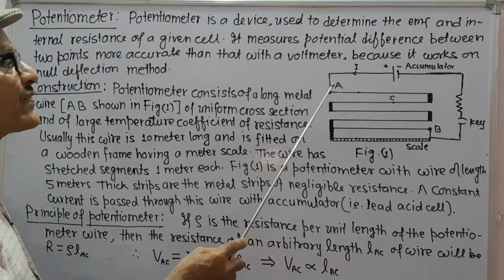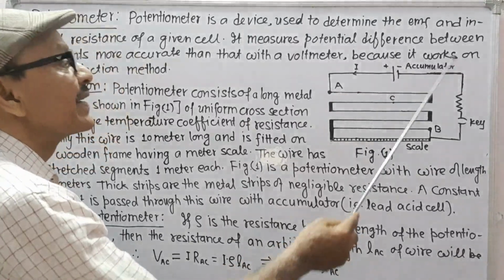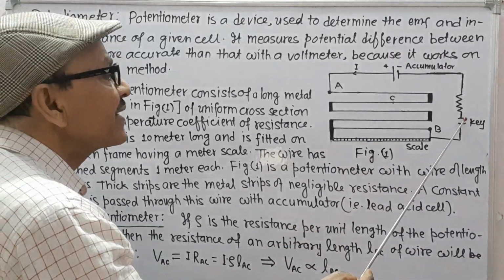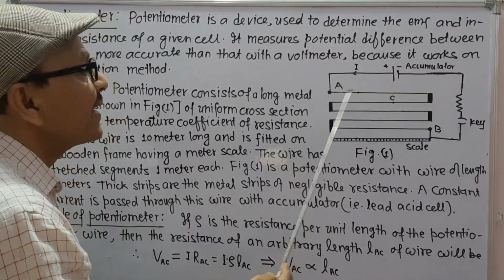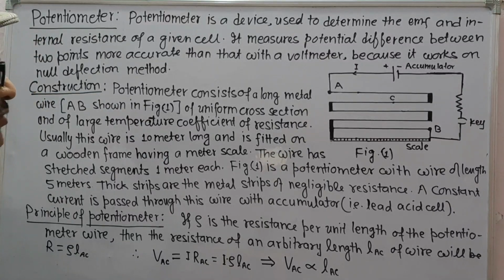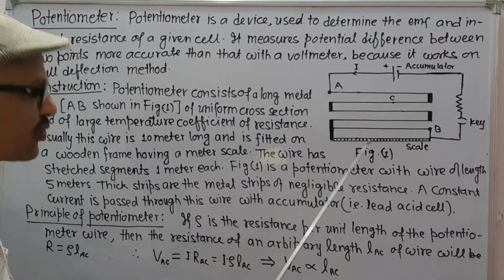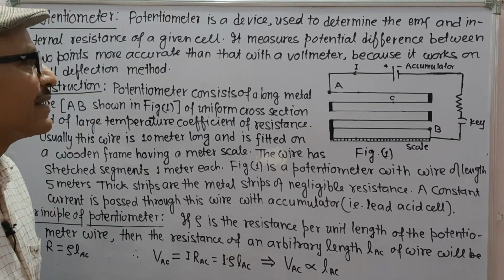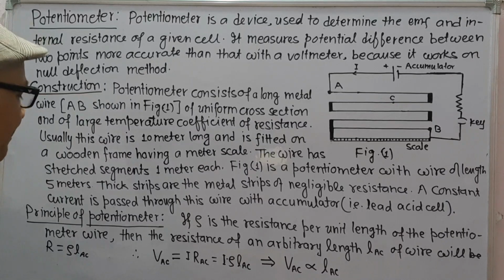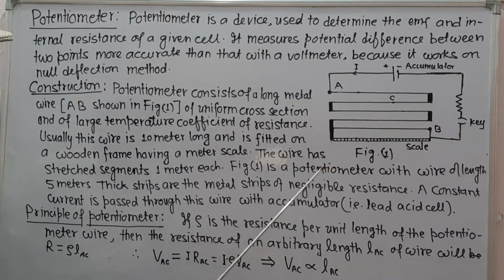A constant current is supplied between two ends of the wire with the help of an accumulator, which is a lead acid cell. When the key is closed, then constant current I flows through the wire. Generally, the potentiometer wire is 10 meter long. This diagram shows a potentiometer having 5 meter long wire: 1 meter, 2 meter, 3 meter, 4 meter, 5 meters.